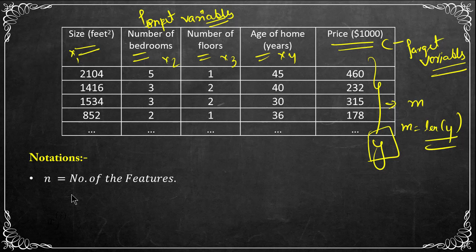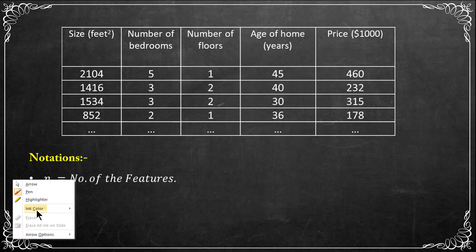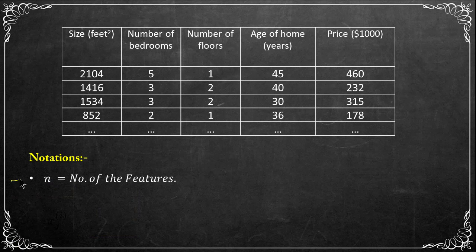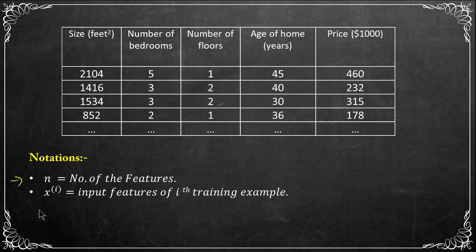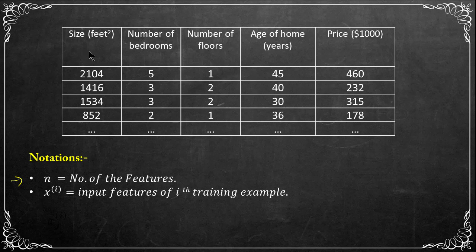Just think about it. Now here n is the number of features that we have, and then we have x superscript i. And you might be thinking, Ayush, first tell what n is. The number of features are the things called features: number of bedrooms, number of floors, age of a home, and this is our target variable. So here n is the number of features.